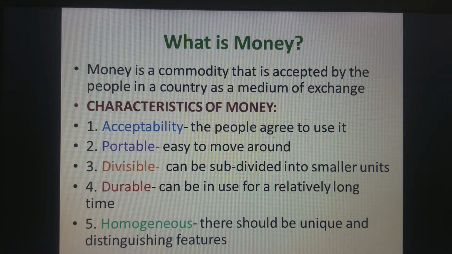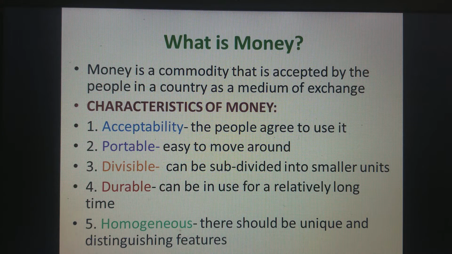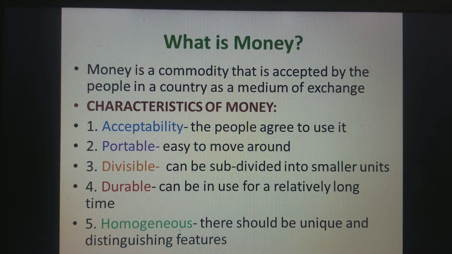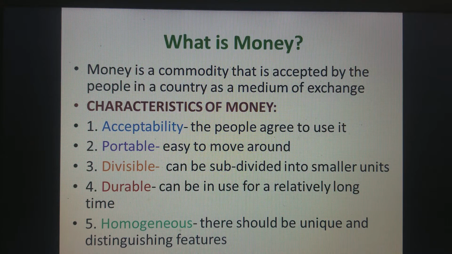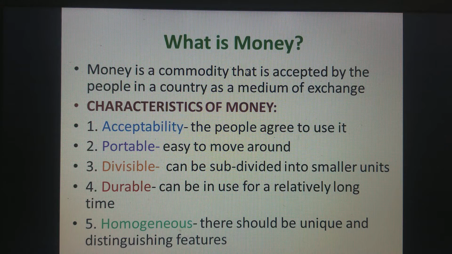Money also should be homogeneous. What do we mean by homogeneous? That the money should be unique and have distinguishing features. So that will make it different from other things. So it must be unique. Let us say notes or coins, but money did not start with notes and coins. But today we have notes and coins. Each of the denominations has some distinguishing features that make them homogeneous.